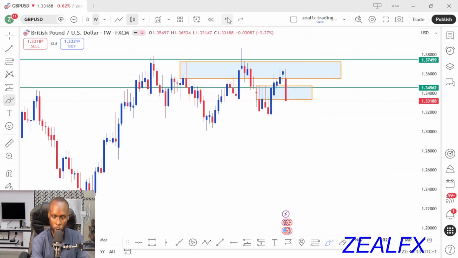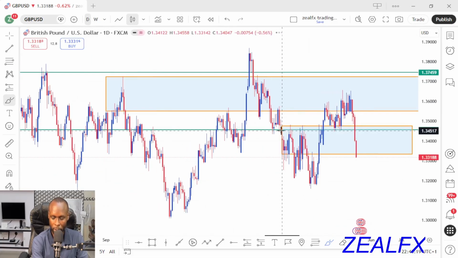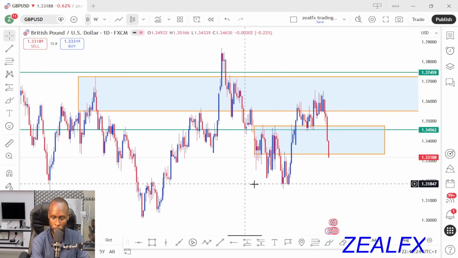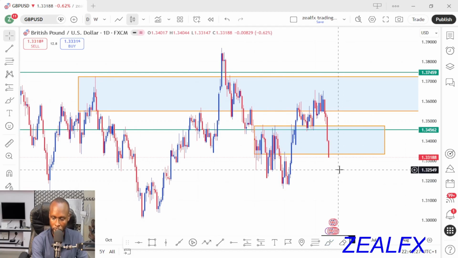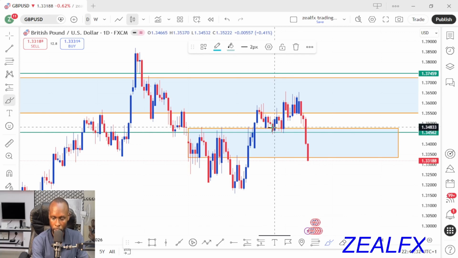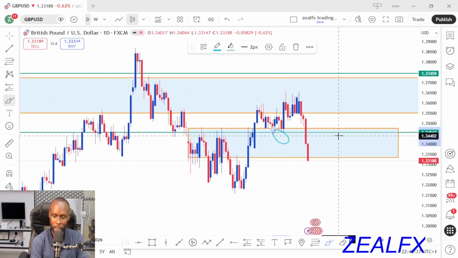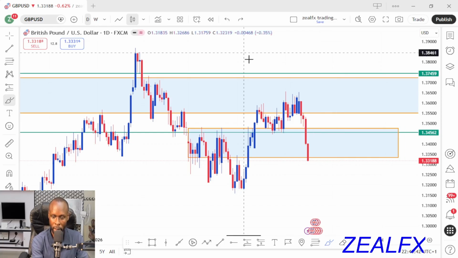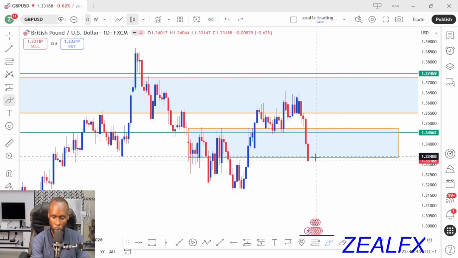So let's go to our daily time frame. On the daily time frame, we can clearly see that last week we had a major drop on the Pounds USD, which broke below this higher low. So long as price breaks below this higher low, this is an indication of price changing its trend to a downtrend. What we expect this week, and we also see price close on this support level.